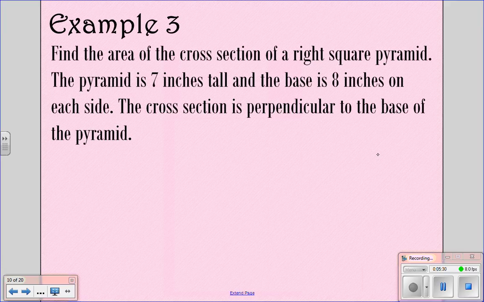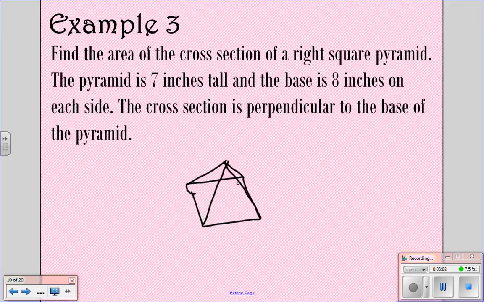Looking at another example. We want to find the area of the cross section of a right square pyramid. The pyramid is 7 inches tall and the base is 8 inches on each side. And the cross section is perpendicular to the base of the pyramid. Okay, so we have a pyramid that has a square base. And then we've got it going up here. And then the cross section is perpendicular to the base.